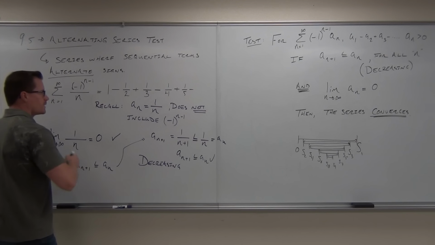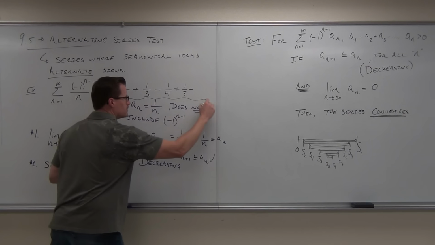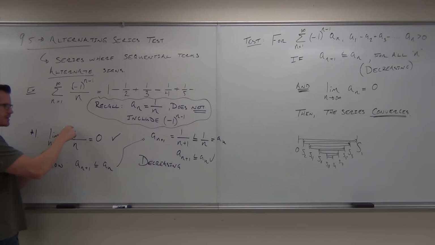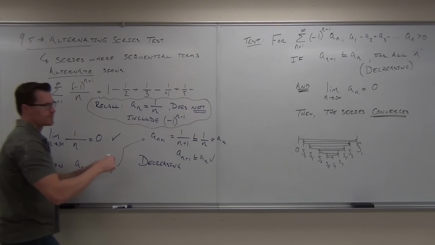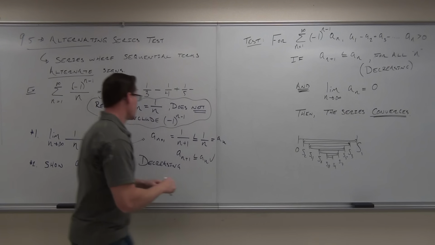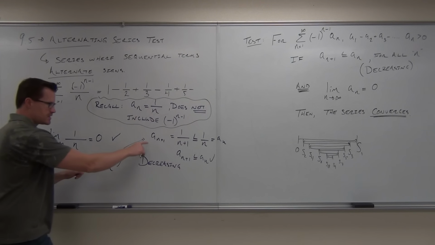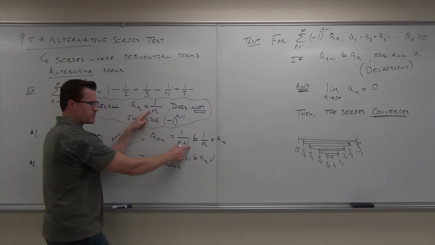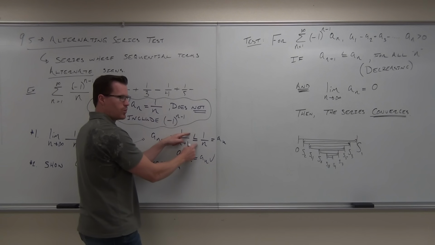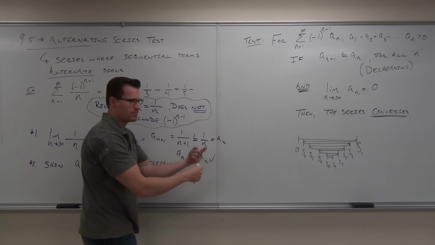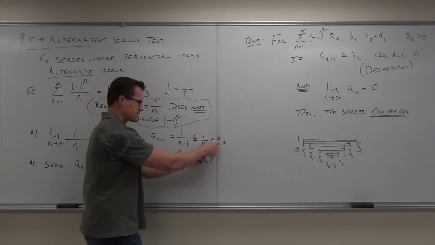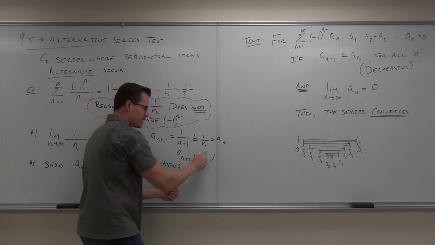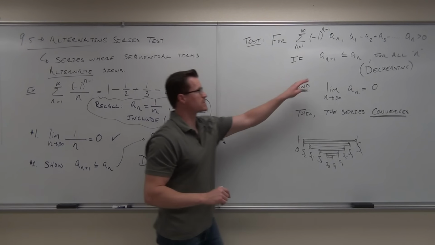So, a sub n was 1 over n. We showed that the limit of that sequence is 0. Satisfied that part. We also showed that this thing is decreasing because, well, if I add 1 to this, I have 1 over n plus 1. That's always less than 1 over n for all n greater than 1. Brilliant. Well, that's equal to a sub n. So now I've shown that a sub n plus 1 is less than a sub n. That said that's decreasing, so I satisfied this.